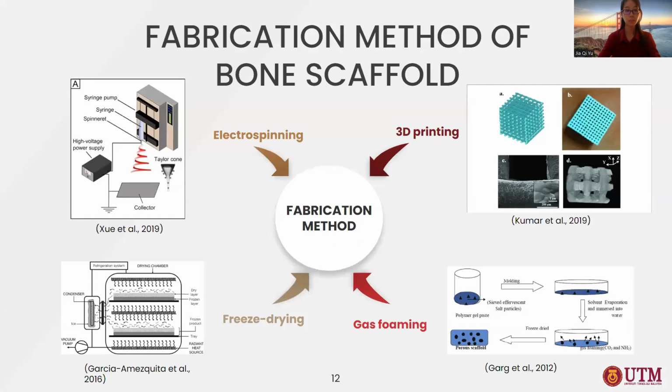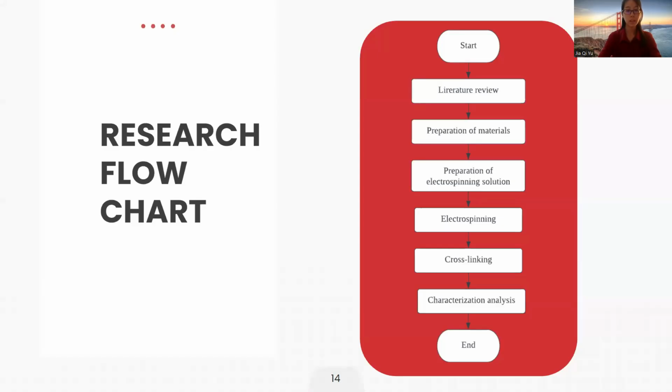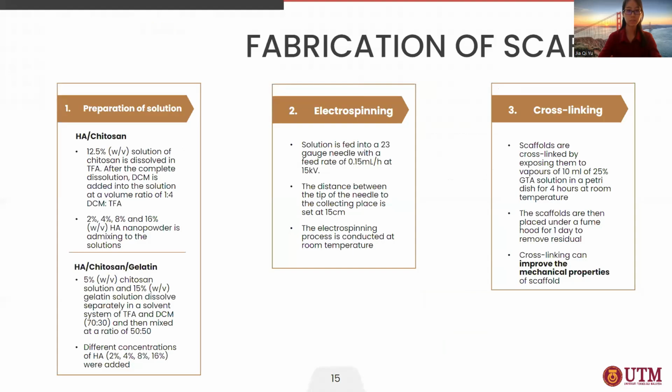There are several methods to fabricate the bone scaffold, including electrospinning, 3D printing, gas forming, and freeze drying. In my study, I will use electrospinning in order to produce a porous scaffold. This is my research flowchart. I will do the literature review, preparation of materials, and electrospinning solution. Continue with the electrospinning process to produce the scaffold and cross-linking the product. Then finally, we will do the characterization analysis.